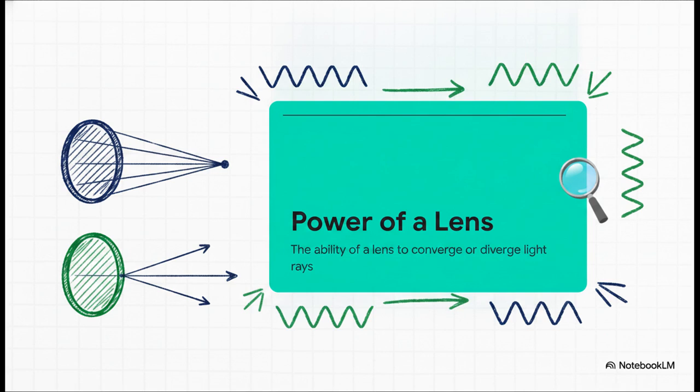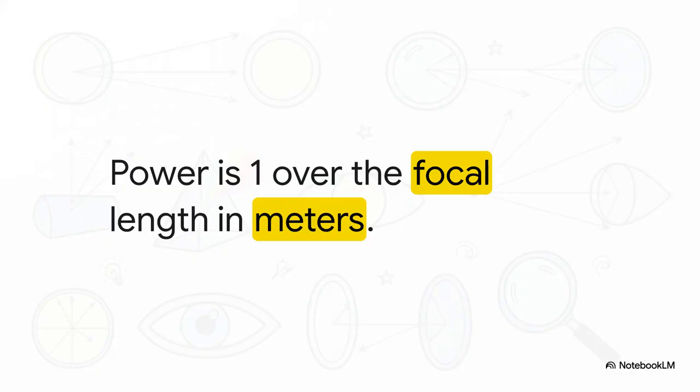It's that straightforward. The greater the power, the stronger the lens, and the more sharply it bends the light passing through it. And here is the elegant little formula that ties the whole shebang together. P equals 1 divided by F. Power equals 1 over the focal length. But, and this is absolutely crucial, notice the units. That focal length must be measured in meters.